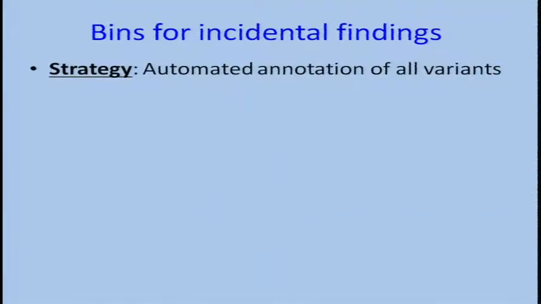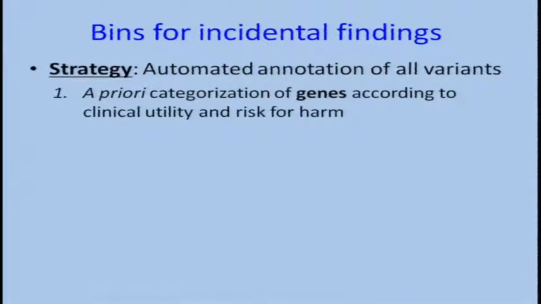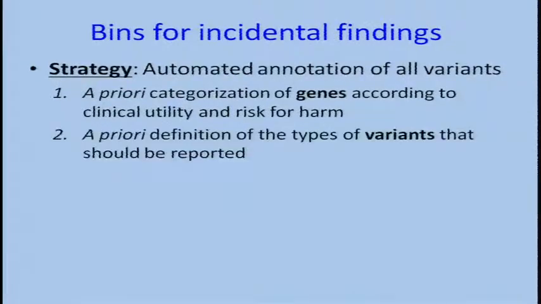So our strategy is to do automated annotation. We first categorize genes according to the clinical utility and the risk for harm. So when we say binning, we're binning genes, not variants. We're saying the BRCA1 gene should belong in this bin because if there were a deleterious mutation in that gene, it would be either clinically actionable or not clinically actionable, and that's the decision that we have to make.